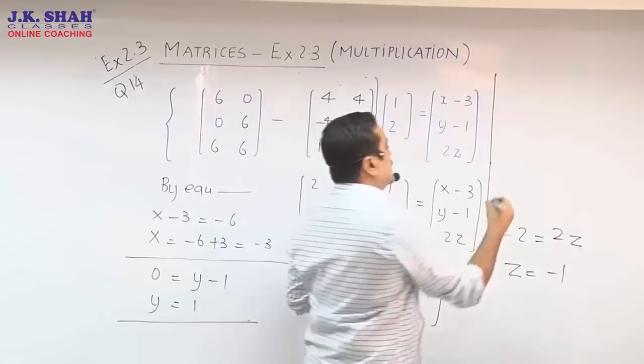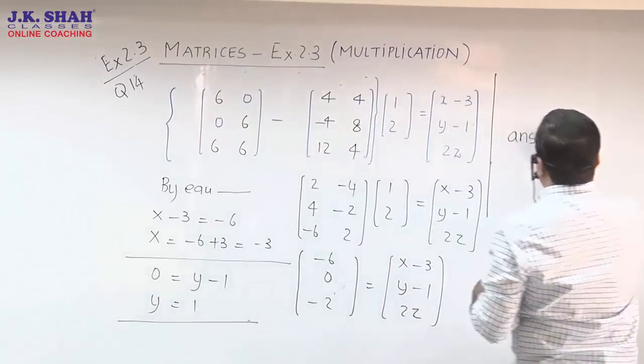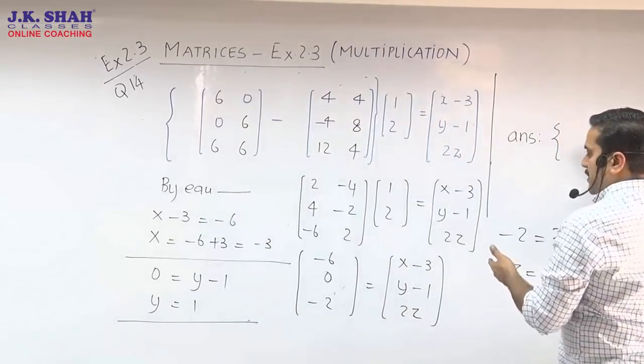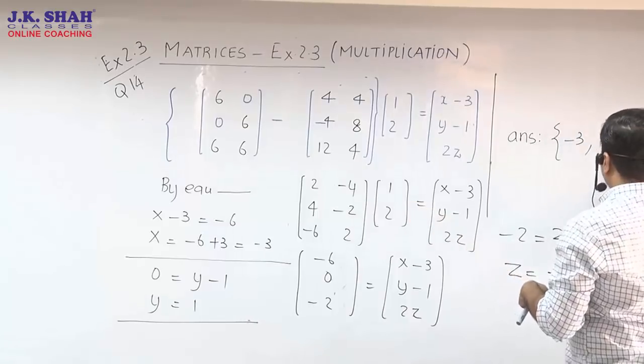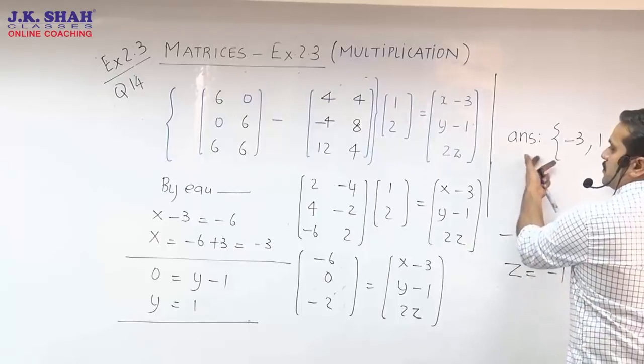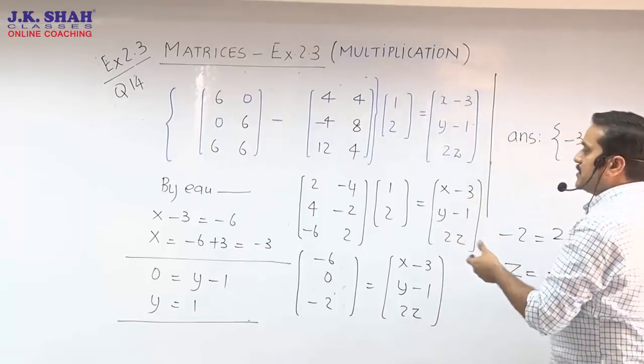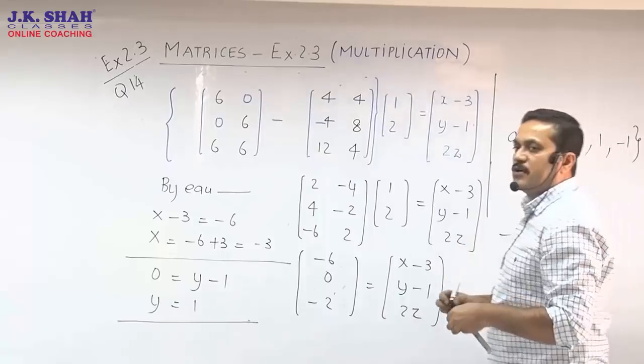Then I would prefer that in the last you please write the answer that way. The solution set is x value minus 3, comma, y value, comma, and so on. This is what you used to do in school. After finding the x, y, z answer, you used to always make a solution set for yourself in the answer.